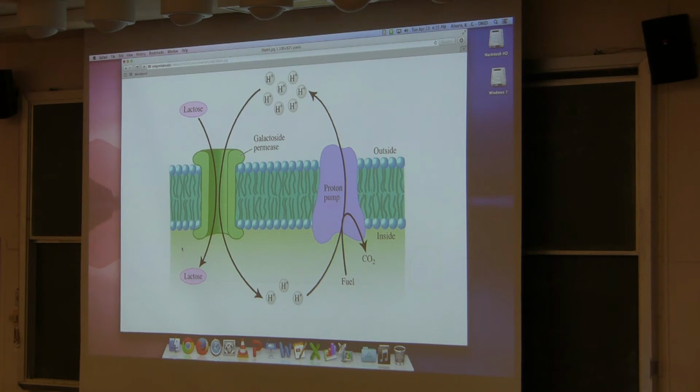So the protons are moving from high concentration to low, and they're carrying with them lactose that's going from a low concentration to high. This process is an active transport system because lactose is moving from low to high, even though protons are moving from high to low. We're using the gradient of the protons to drive this process.